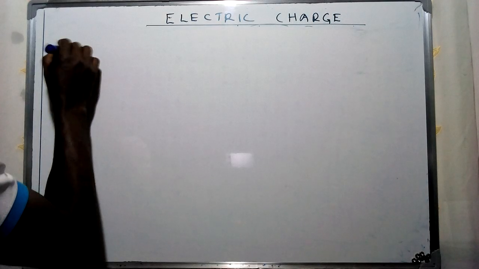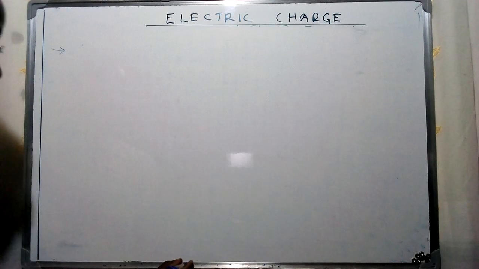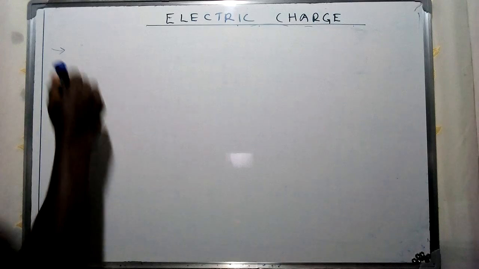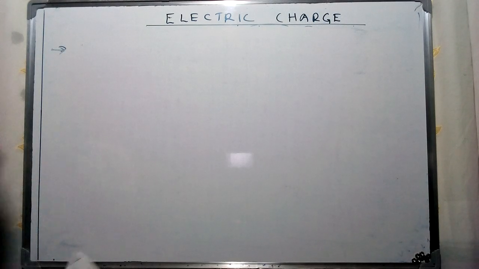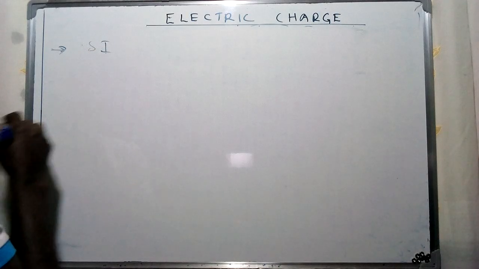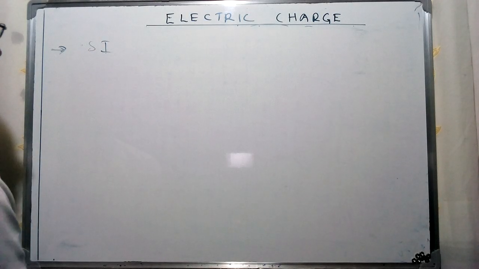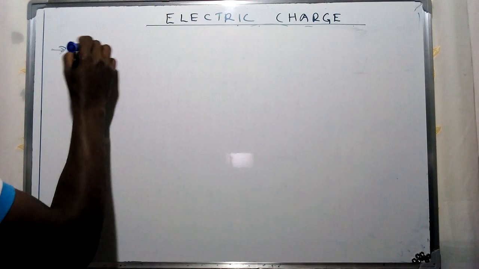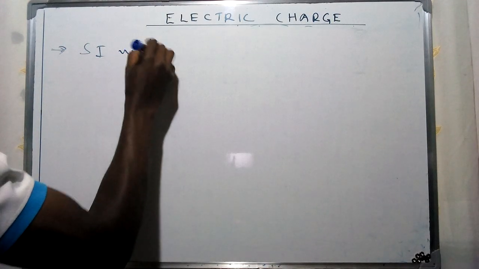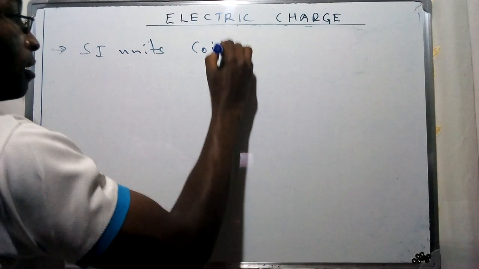Now, apart from them being of two types, positive and negative, there's a way of quantifying this specific charge using the standard units, which are the internationally recognized units for measuring these charges. I'm going to give them as SI units, which are given as coulombs.